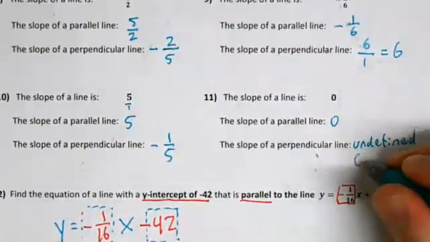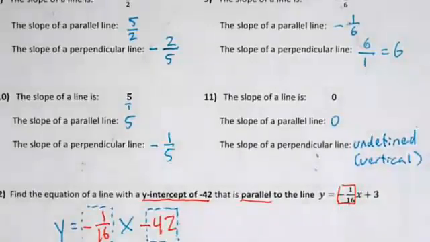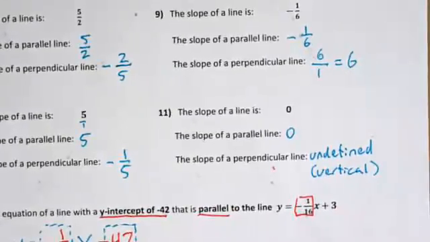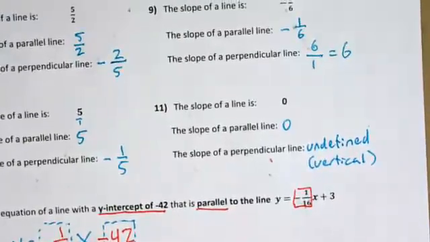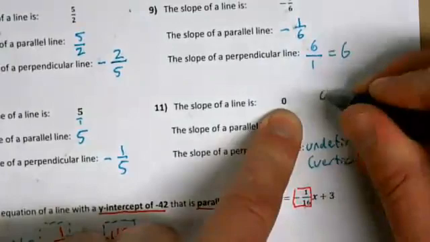Because it's vertical. Vertical lines have slopes that are undefined. A little mathematics for you. This borders on philosophy and kind of the end of the universe also. So check this out. If I wanted to turn this 0 into a fraction, how do I turn any number into a fraction? Over 1.